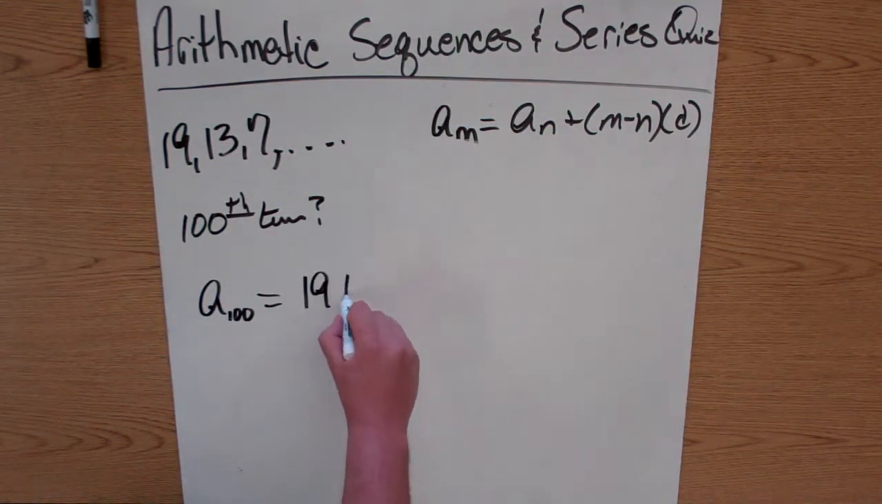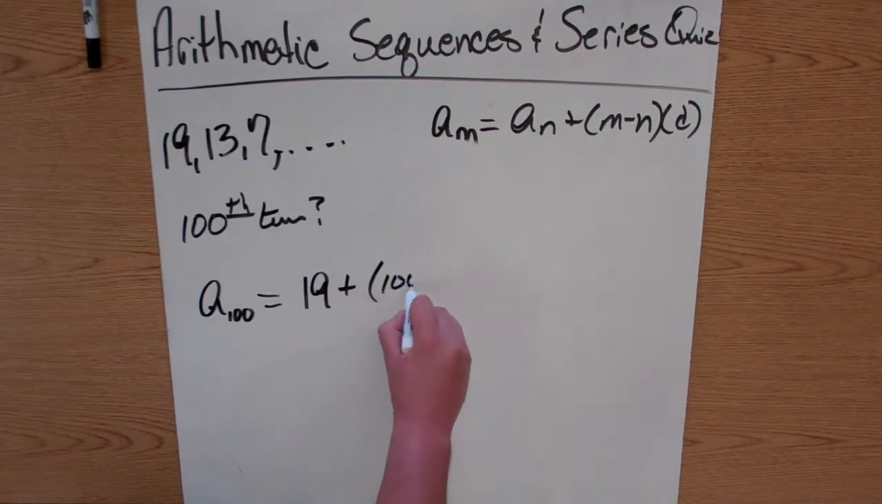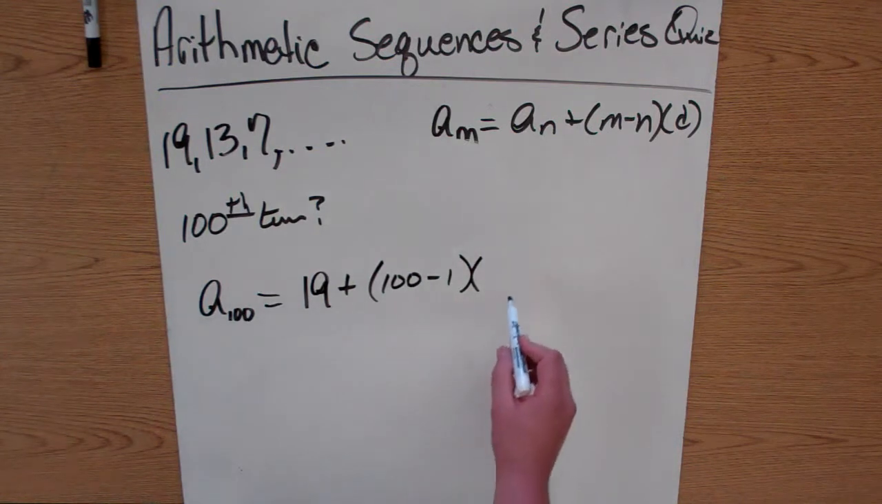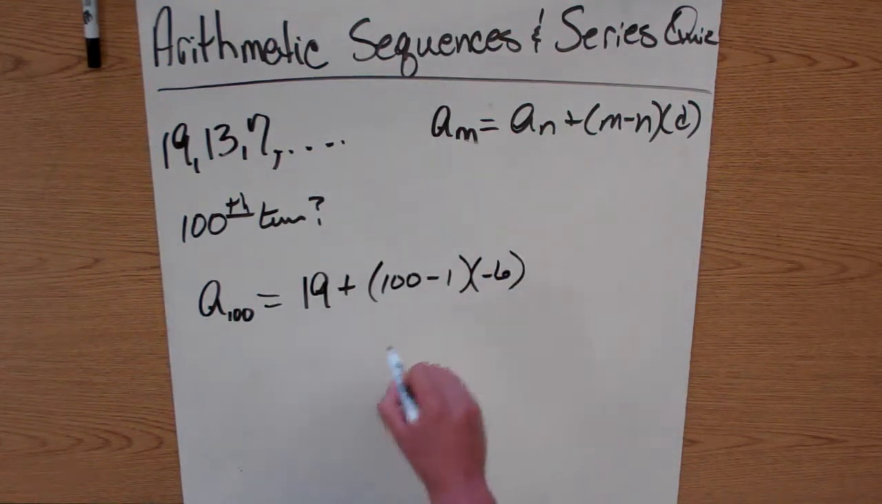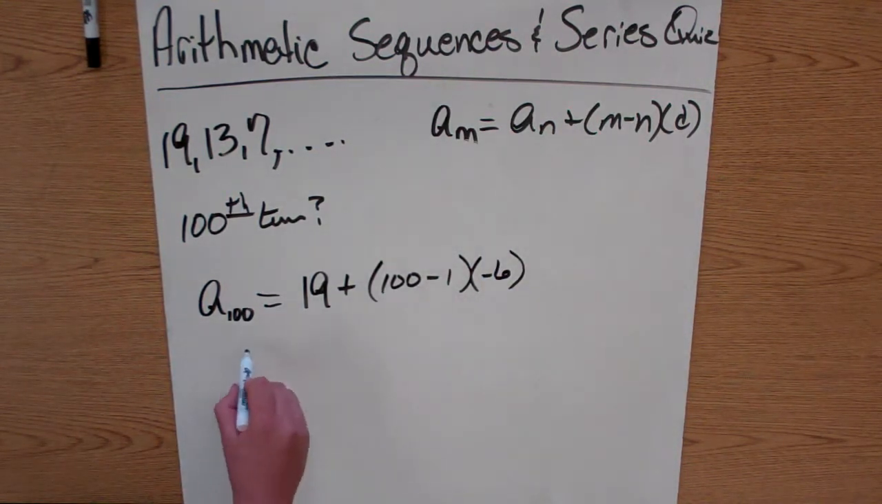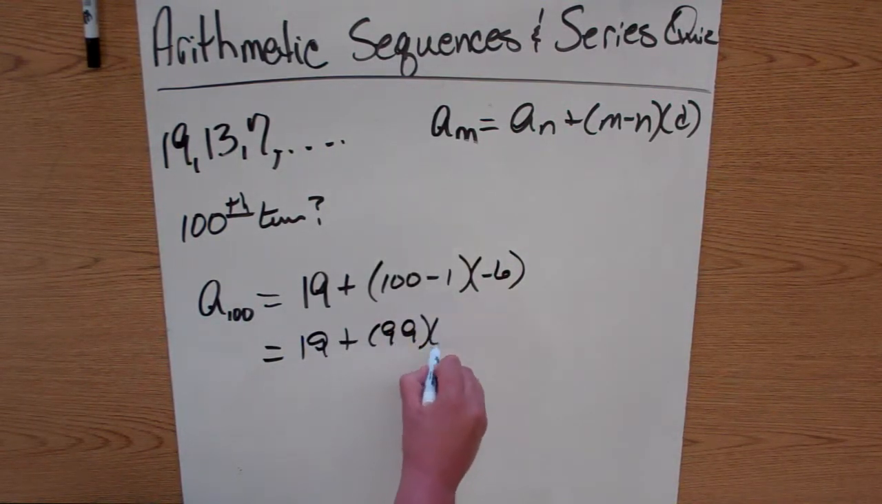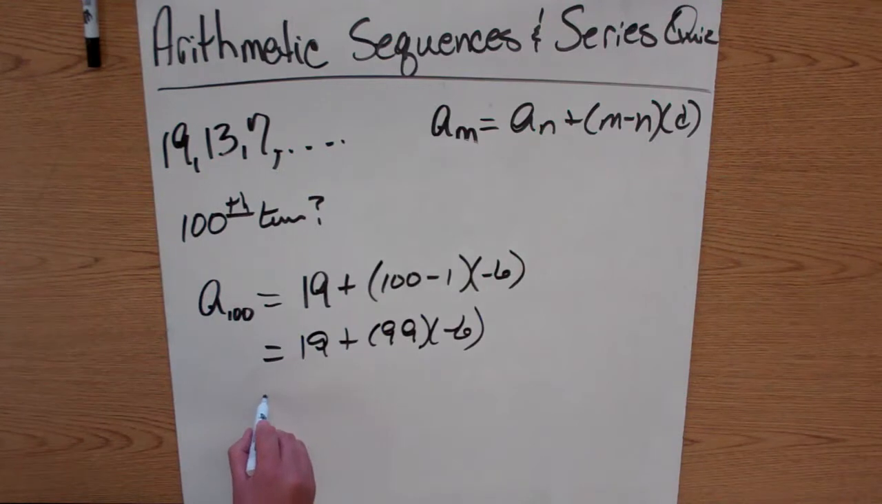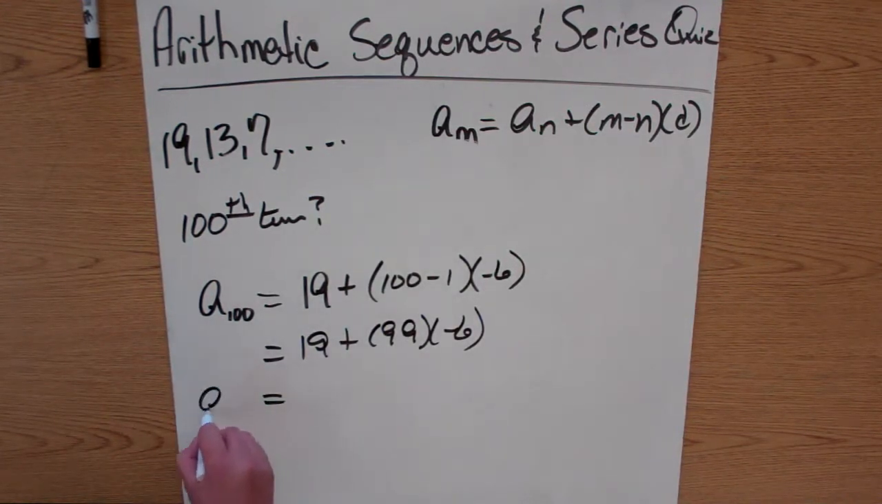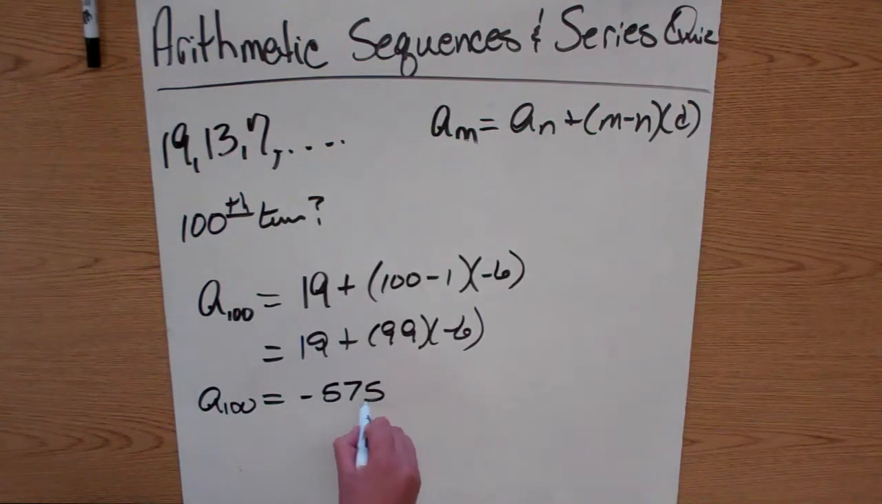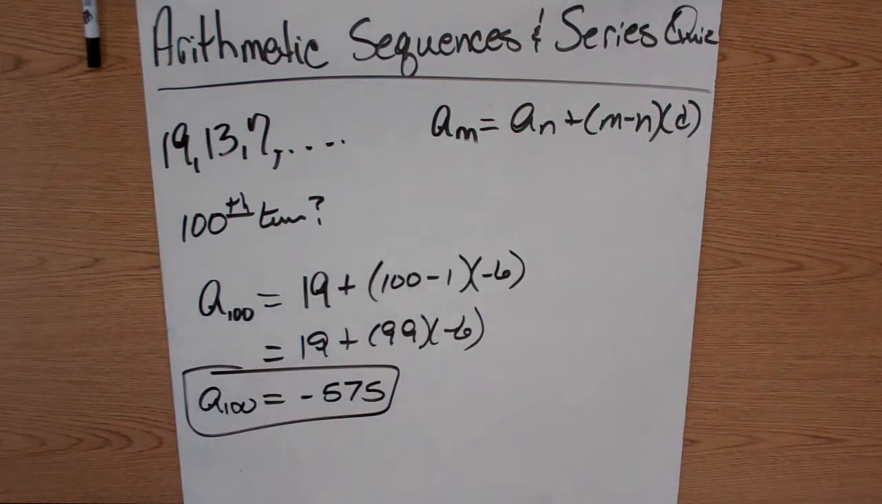plus we're looking for a 100th term minus our first term, and our difference, it looks like we're subtracting 6. So this is going to equal 19 plus 99 times negative 6. So plug it into your calculator. Your 100th term is negative 575. Your 100th term is simply negative 575.